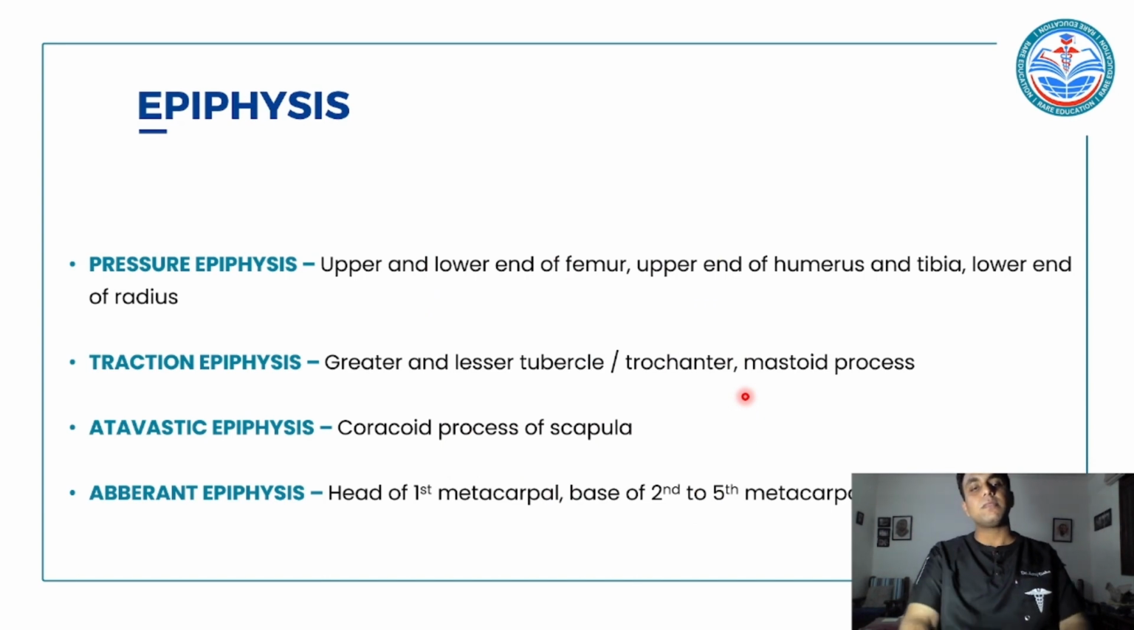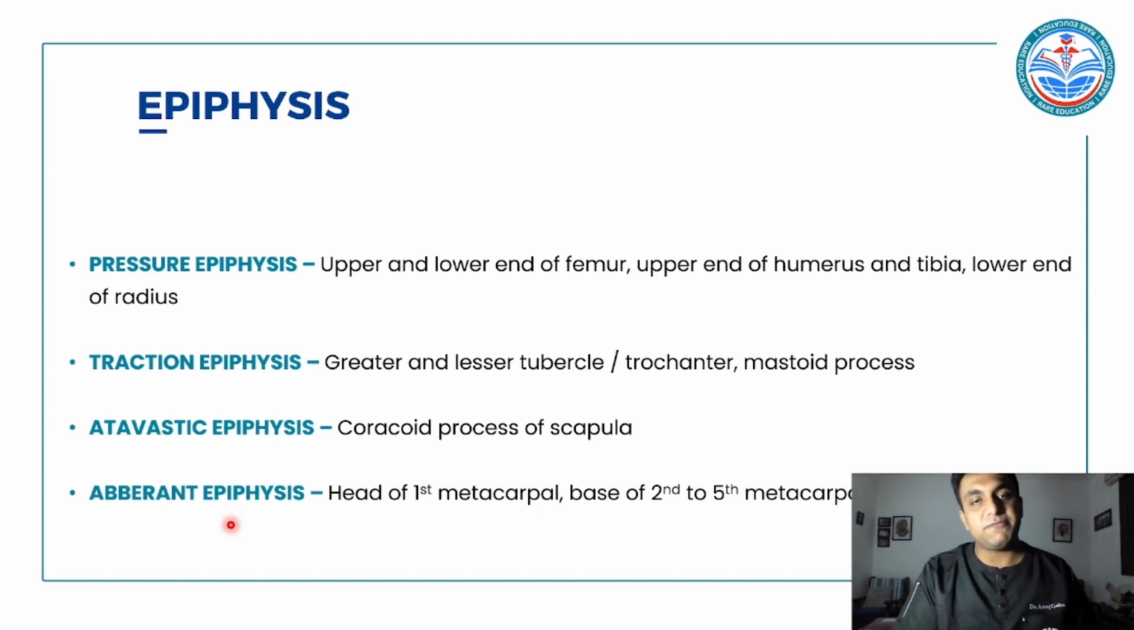Now, one expected question, at least from this slide, make a star, make a PYQ, make an EQ. This is going to come in your exam for sure. So, the different kinds of epiphysis in your bones. There are 4 subtypes: pressure epiphysis, traction epiphysis, atavistic epiphysis, and aberrant epiphysis.